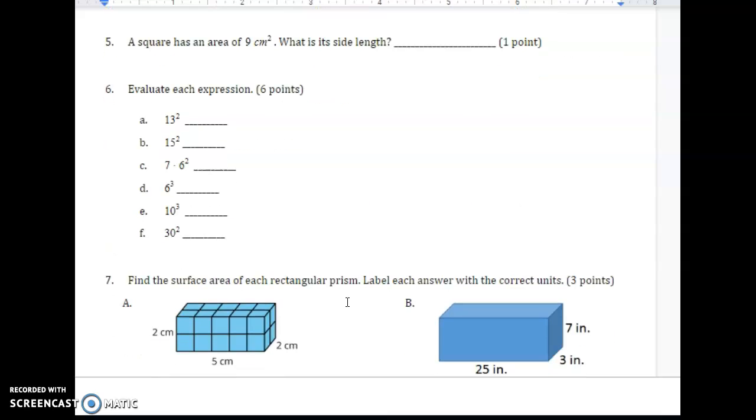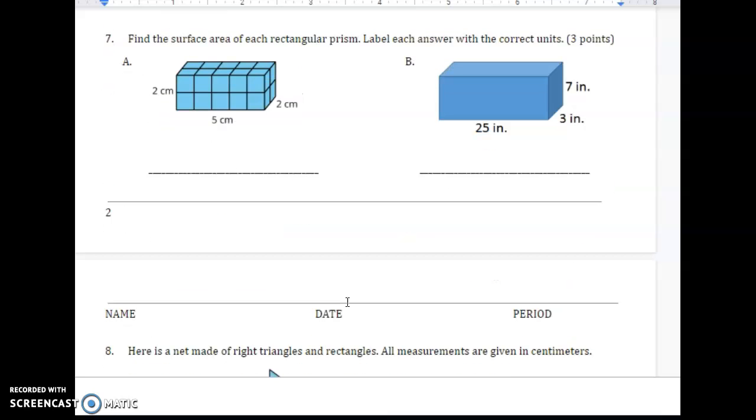Question 6. Evaluate each expression. Question 7. Find the surface area of each rectangular prism. Label each answer with the correct units.